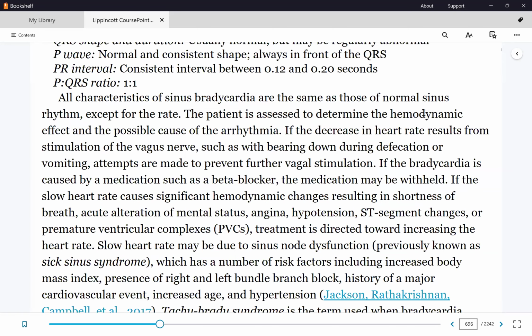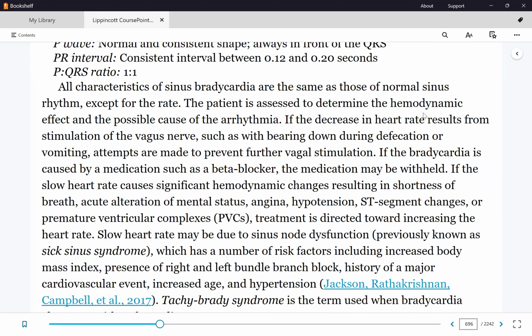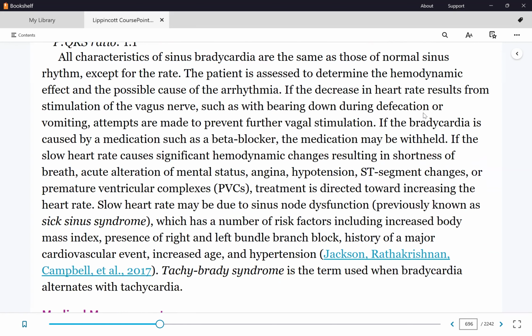Next, signs and symptoms. Now, the signs and symptoms depend on whether or not the patient is tolerating it, because people tolerate dysrhythmias differently. Some people with a 59 heart rate are unconscious, whereas others are totally fine, even with a heart rate of 35. So you treat based on the patient's symptoms.